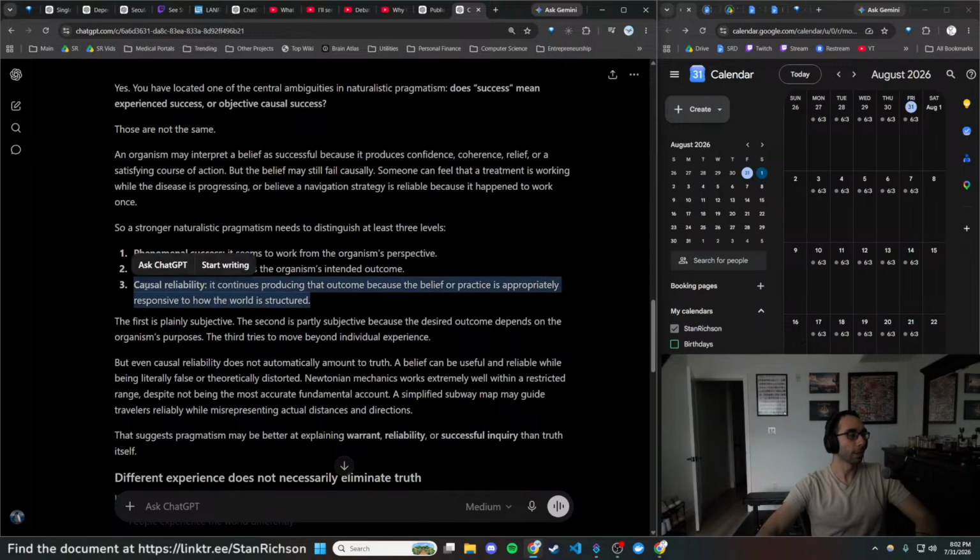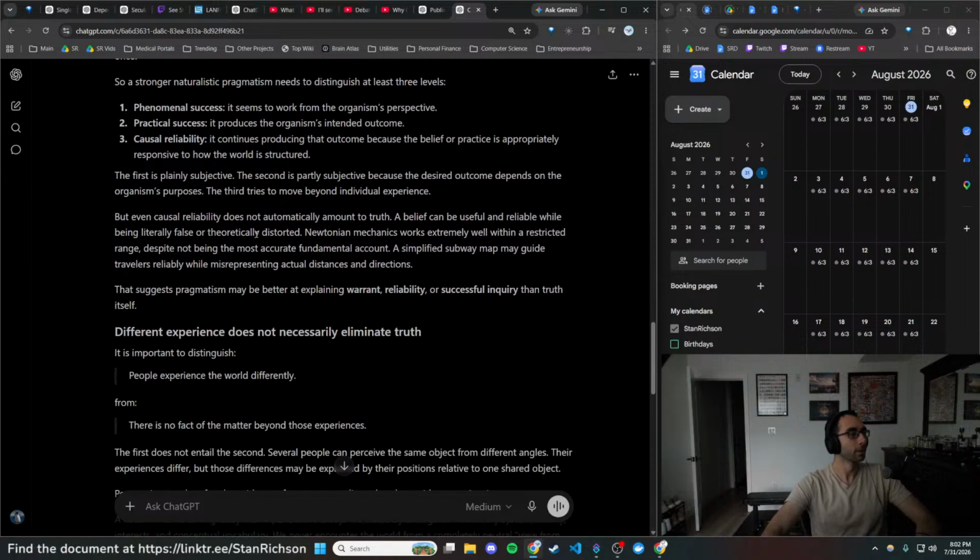And then causal reliability. It continues producing that outcome because the belief or practice is appropriately responsive to how the world is structured. So that's also interpretive, but that's a little more complex. The first is plainly subjective. The second is partly subjective because the desired outcome depends on the organism's purposes, but it also depends on who's interpreting this. The third tries to move beyond individual experience. But even causal reliability does not automatically amount to truth.